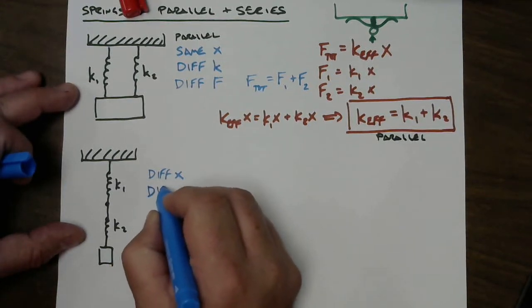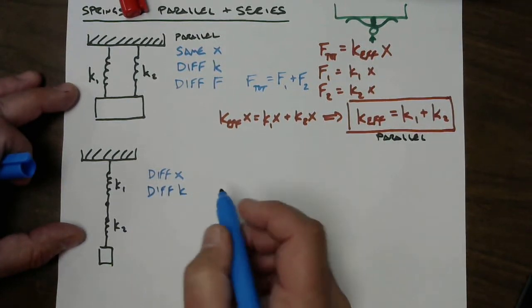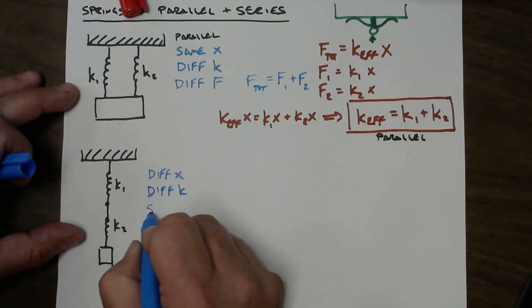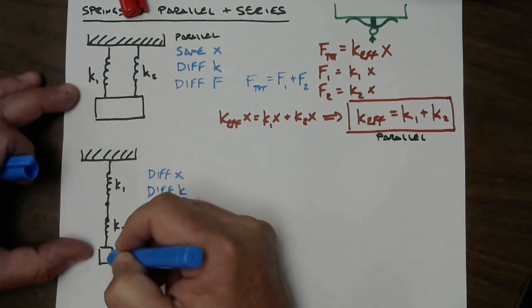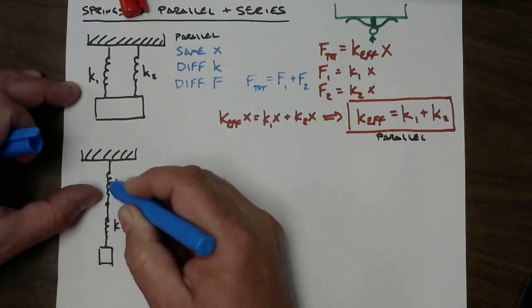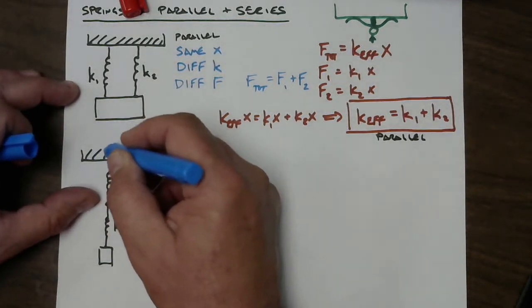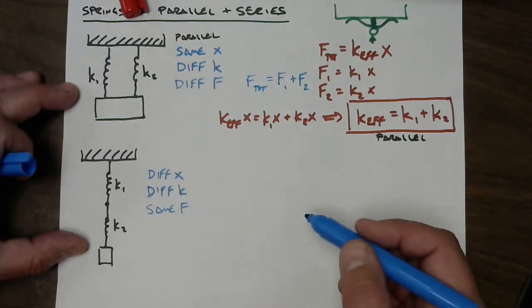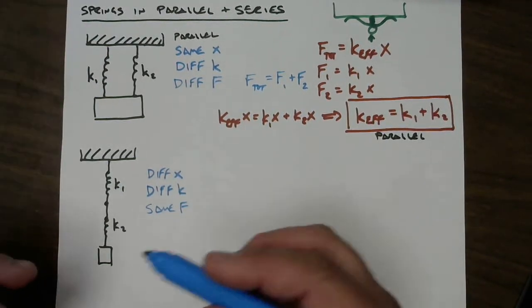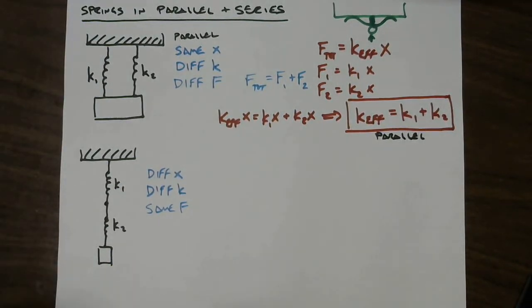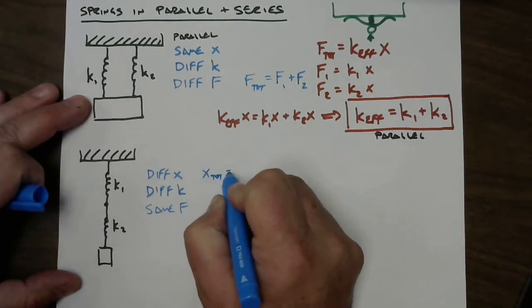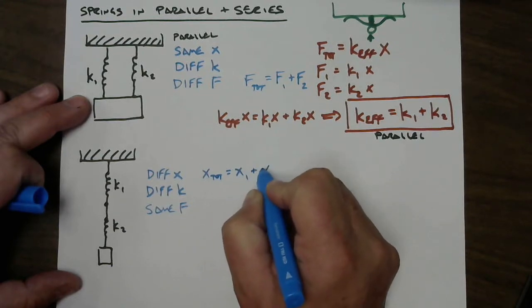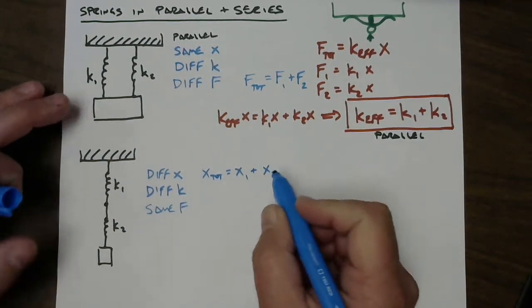They, of course, will have different spring constants, but what they will have is the same force throughout. Much in the same way that a rope transmits force with the same force throughout the rope, transmitting the force into the support, springs do the same thing. So let's see what we can figure out. They will have different stretches, but the total stretch will be equal to the stretch of one plus the stretch of the other. So that's going to be our starting point.